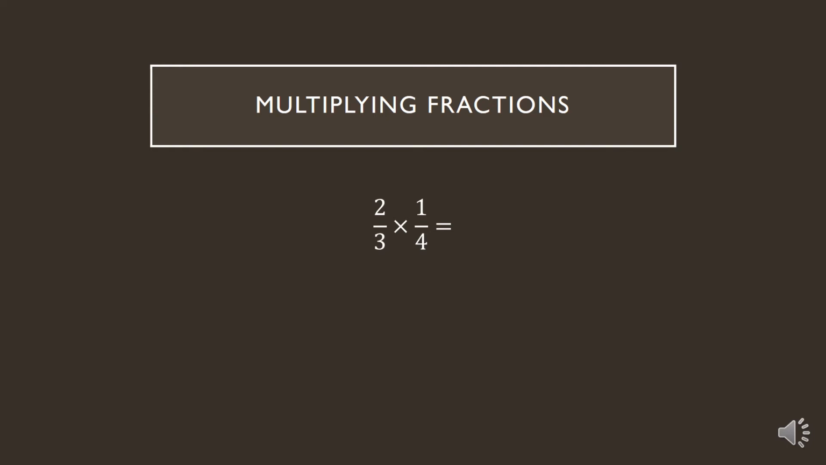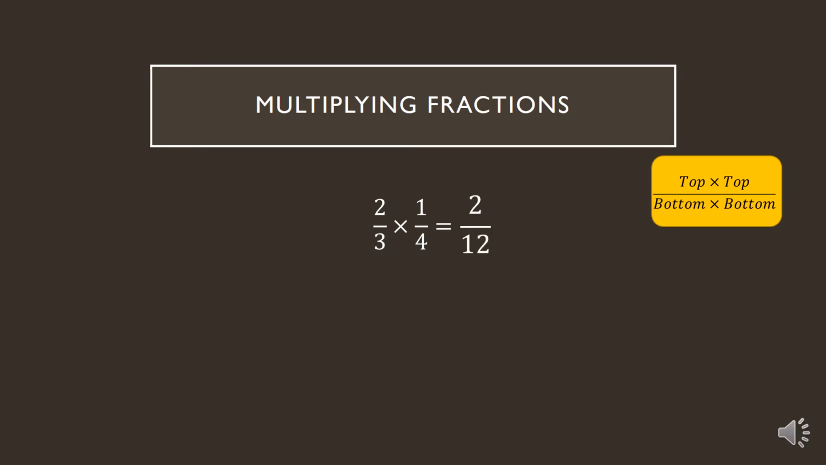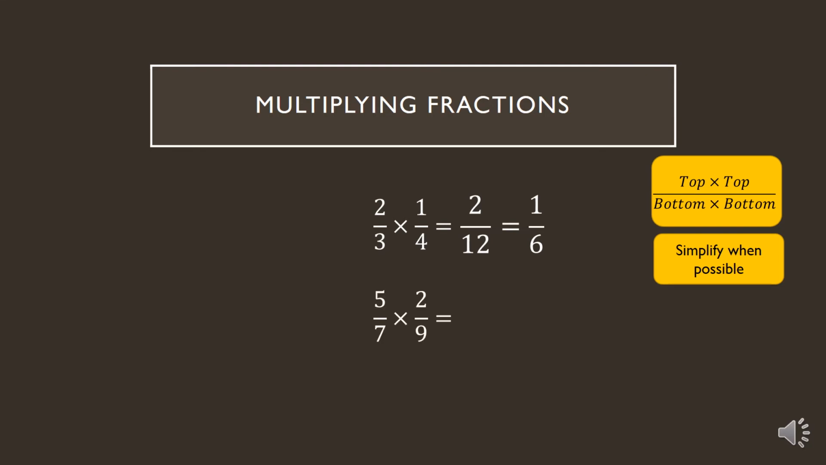Okay, here's another example. Remember the rule? Top by top, bottom by bottom. So 2 times 1 is 2, 3 times 4 is 12, and simplify when possible. We can divide 2 into top and bottom there. We get 1/6. 5/7 by 2/9, top by top gives me 10, bottom by bottom gives me 63. There's no common factors there, can't simplify. 3/5 by 10/12, 3 times 10 on the top is 30, 5 times 12 on the bottom is 60. We can simplify. 30 is the highest common factor there. We get 1/2.